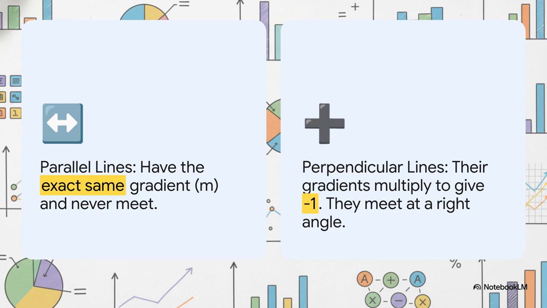The gradient is absolutely key here. For parallel lines, it's easy. They have the exact same m value. They're equally steep, so they're never, ever going to meet. Now, for perpendicular lines, it's a little bit more involved. Their gradients are what we call negative reciprocals. The easiest way to remember it? If you multiply their two gradients together, you will always get -1.